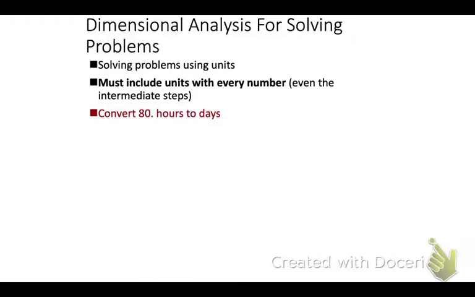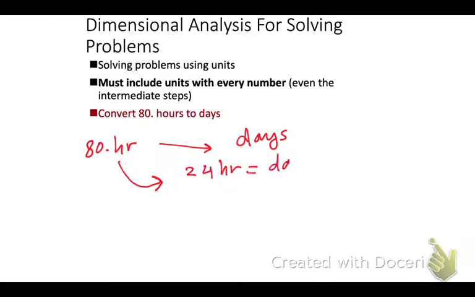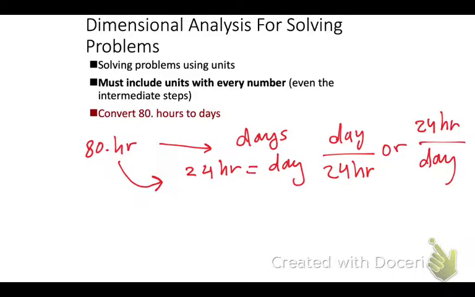I will start by saying, okay, I need 80 hours to be converted into days. Now, I know the relationship between hours and days, and that relationship has a conversion factor. That conversion factor comes from the following equality. We know there are 24 hours in one day. So we can say a day has 24 hours in it, or we can say there are 24 hours in each day. And you use whichever one will solve your problem.